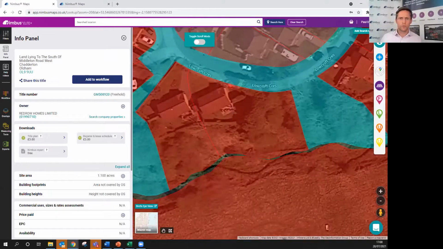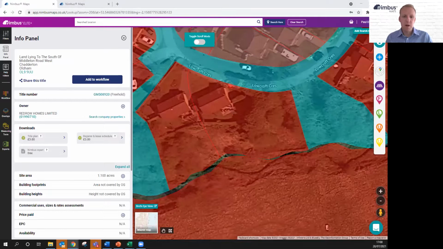Yeah, nice little find, to be honest. That's the beauty of going around with a master map and finding these little larger back garden sites.